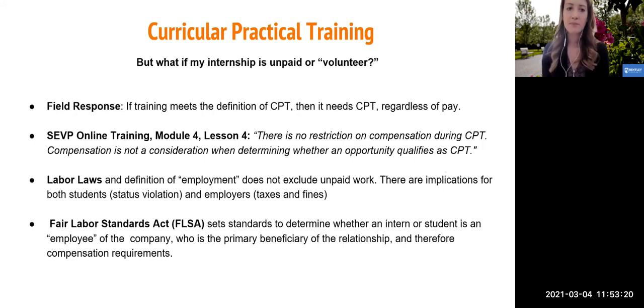So again, because this does boil down to also labor laws, this could have serious implications for an employer in terms of taxes and fines, and also for the student as a status violation. So it is not up to the student or the employer to say, we're just not going to pay this student, whether it's for financial reasons or to circumvent the need for employment authorization. So if we move to the next slide.